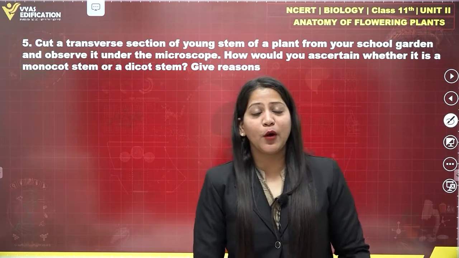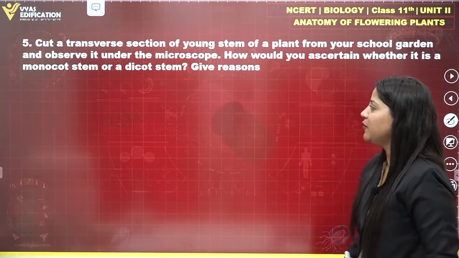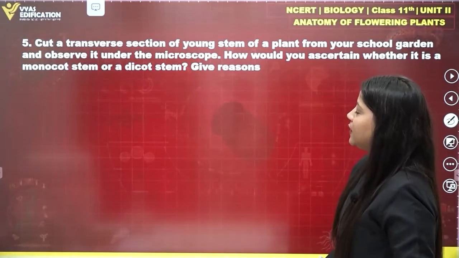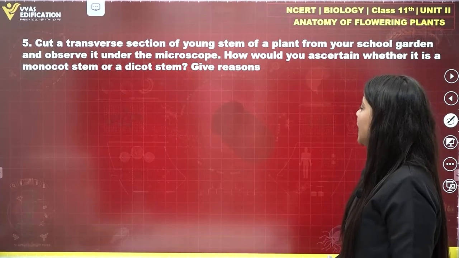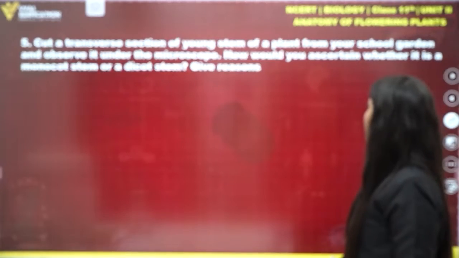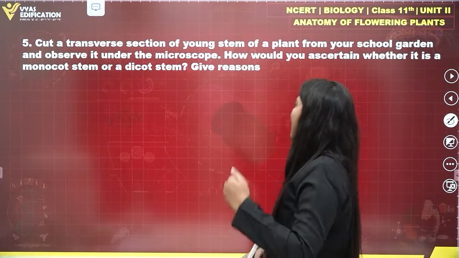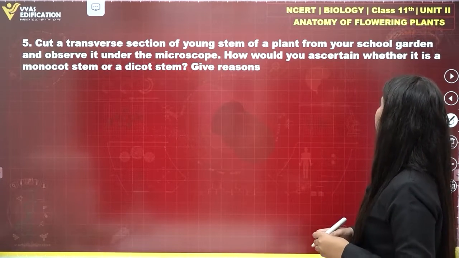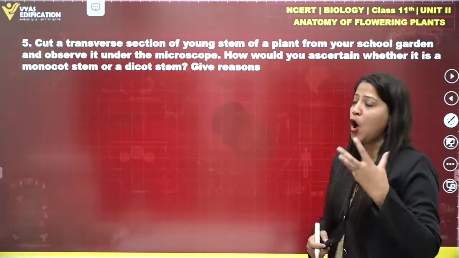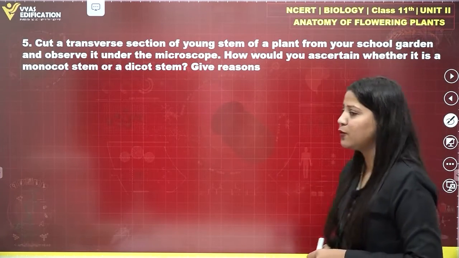Now we'll be talking about question number 5. The question is asking: cut a transverse section of a young stem of a plant from your school garden and observe it under the microscope. How would you ascertain whether it is a monocot stem or a dicot stem? And we have to give reasons.